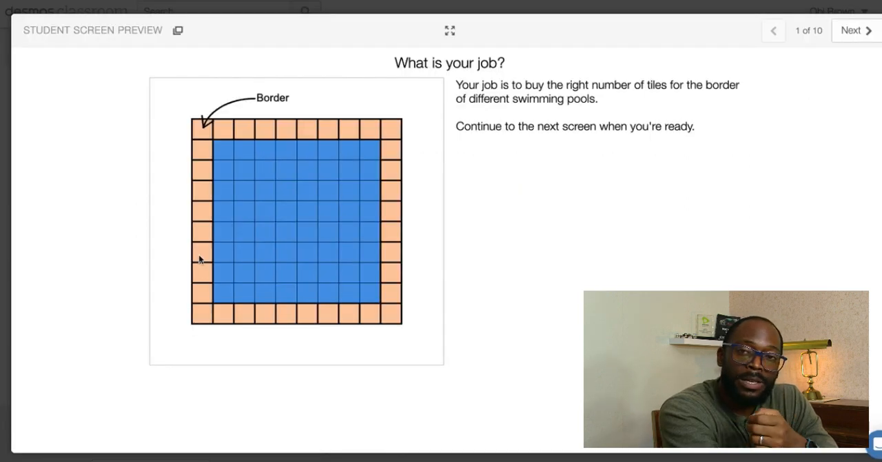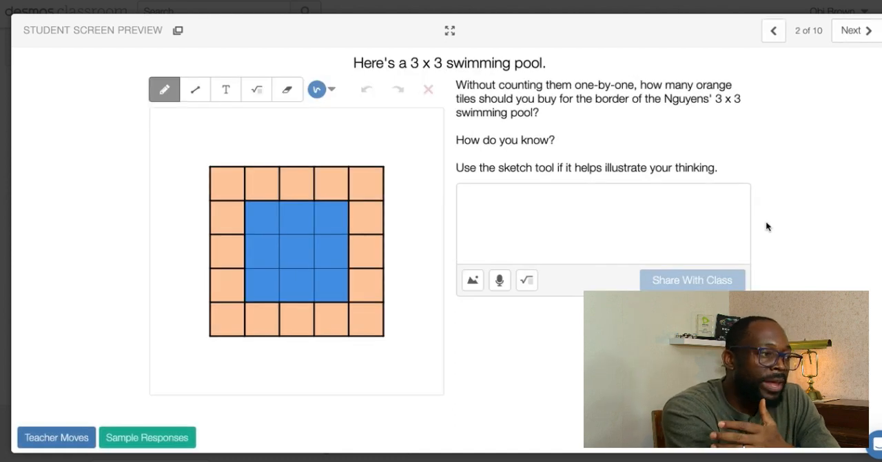In this problem, students take on the role of the constructor of a pool, and essentially what they're meant to do is to find the number of tiles that should be bought so that they are able to create the border of a pool. The pool is construed as a square matrix. So the students are meant to find out in what way they can calculate how many tiles are going to be purchased for the border of the pool without counting it.